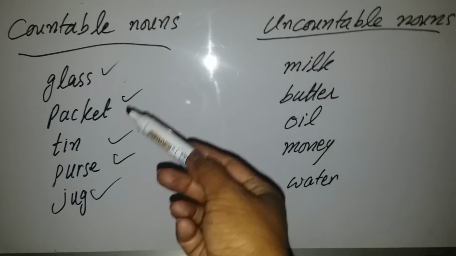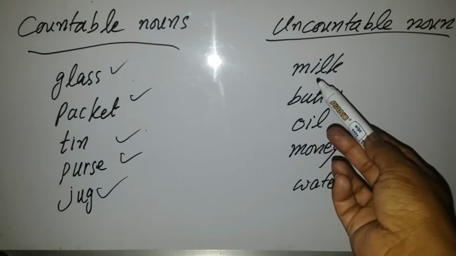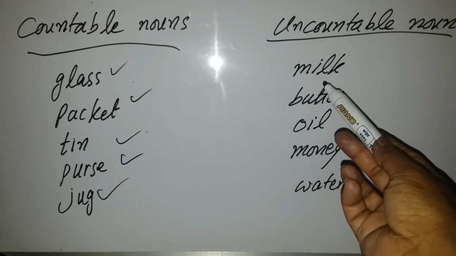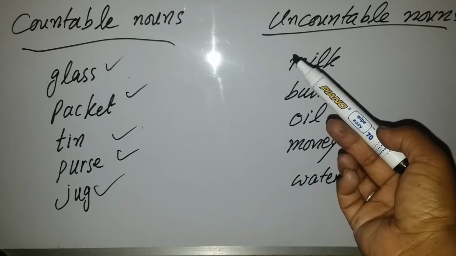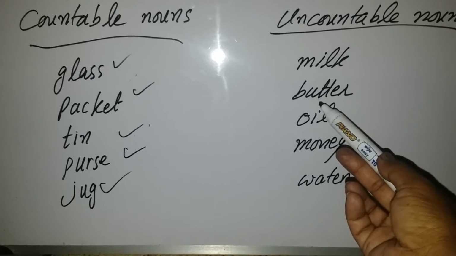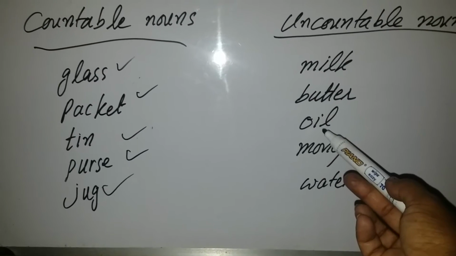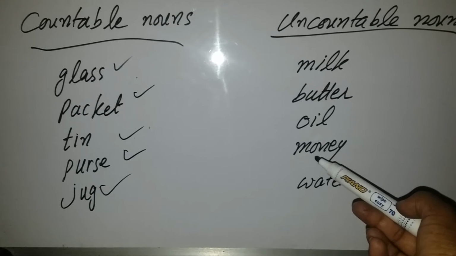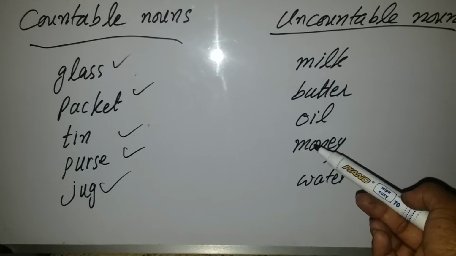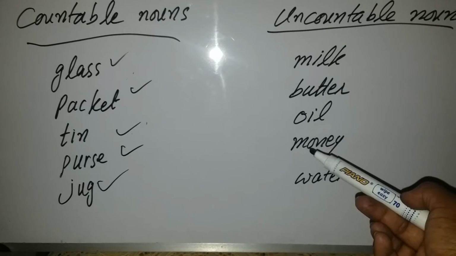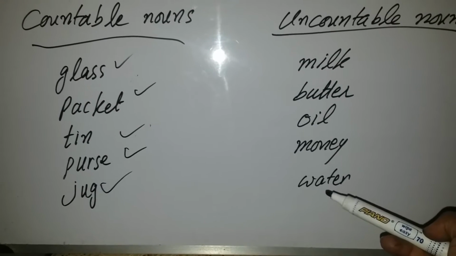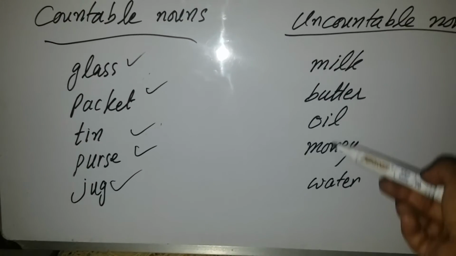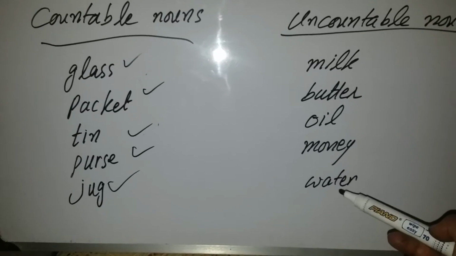But if I say milk, it can never be counted. It is a mass noun. Similarly, butter cannot be counted. Oil cannot be counted. Money cannot be counted. Rupees, you can count the rupees, but the word money cannot be counted. Water cannot be counted. So they will be called uncountable nouns.